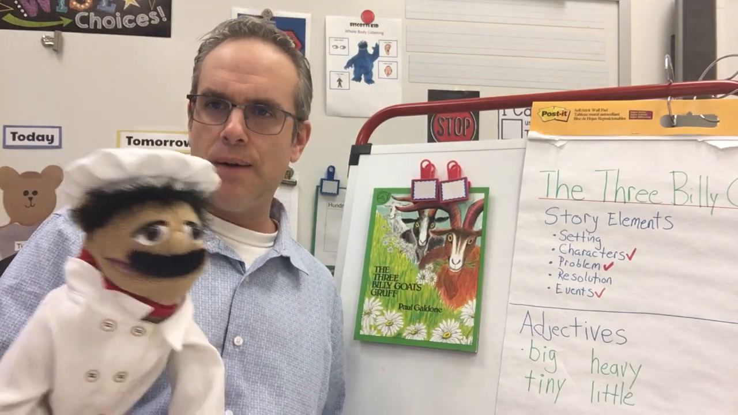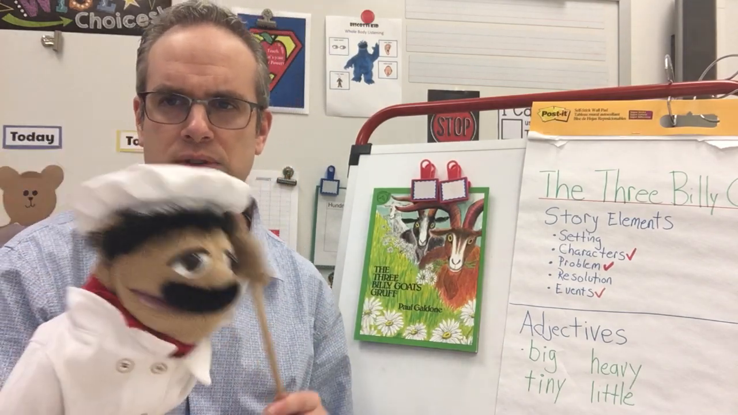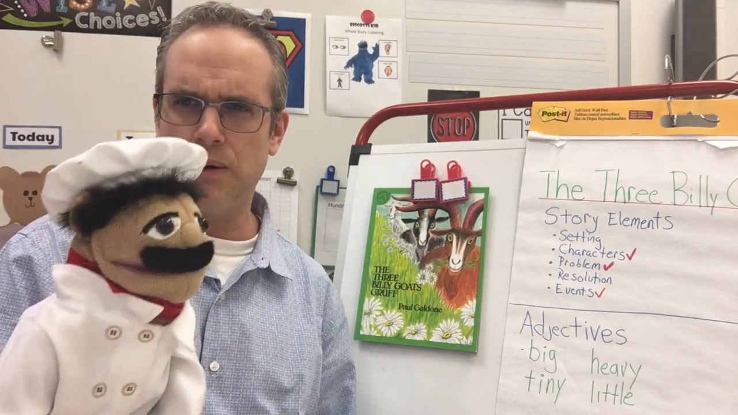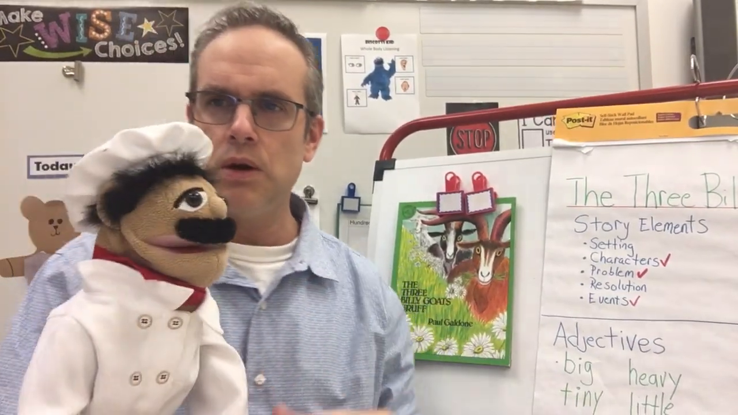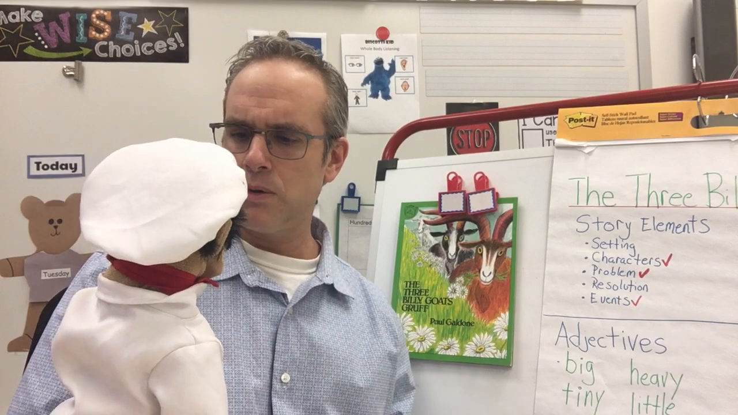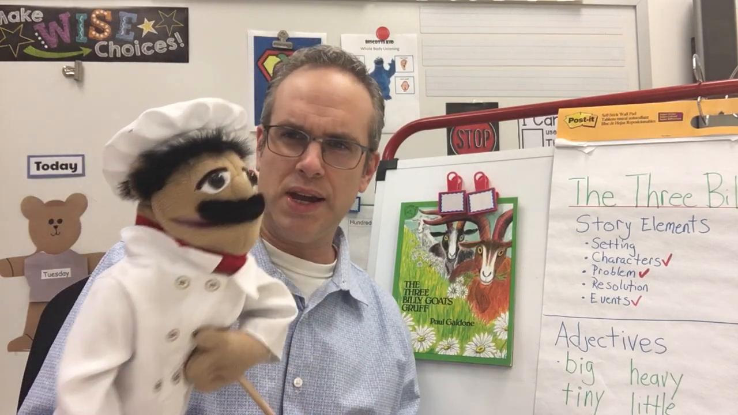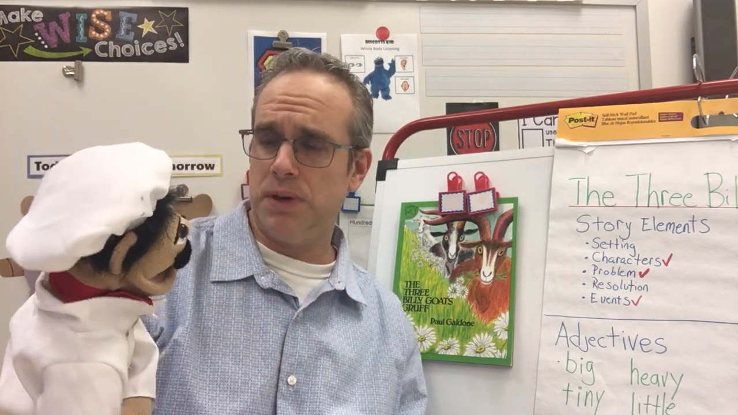So, Chef, we're talking today about adjectives. Oh, I don't know what those are. Oh, adjectives are words that you use to describe something. Oh, like my shirt is white. Is white an adjective? Yeah, colors could be an adjective.